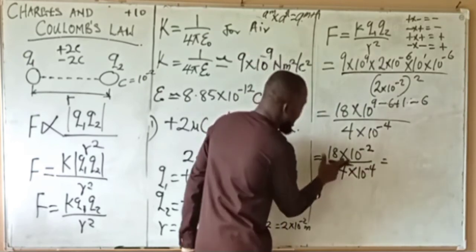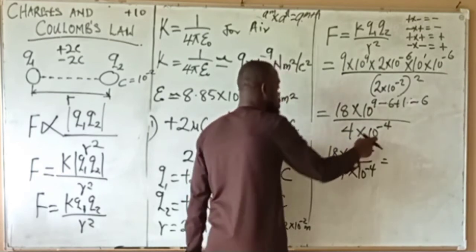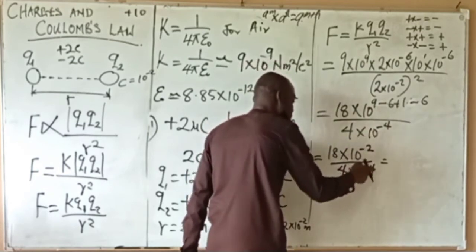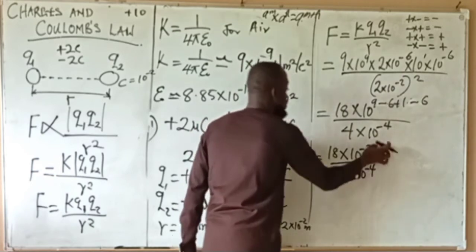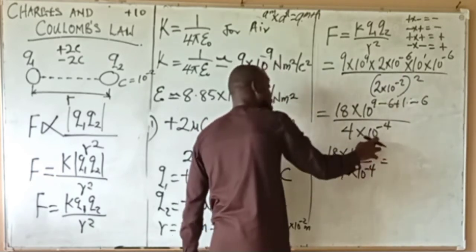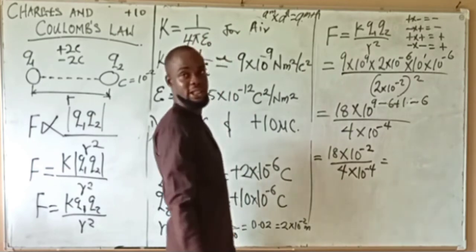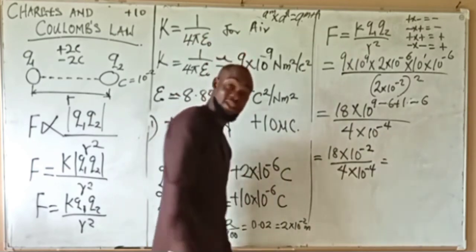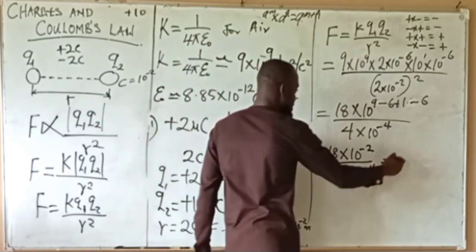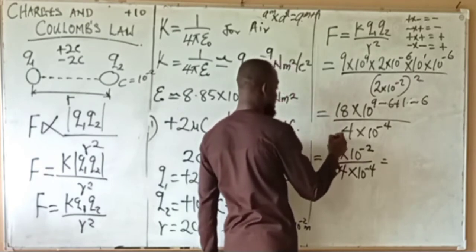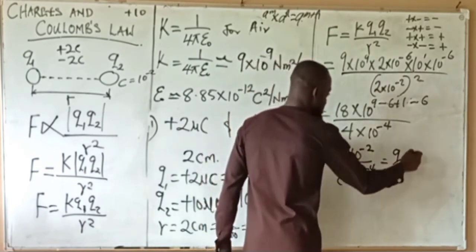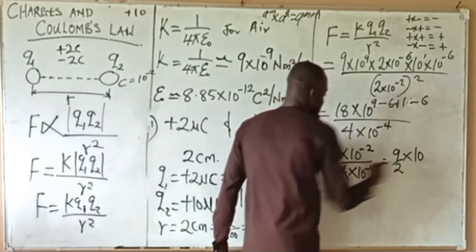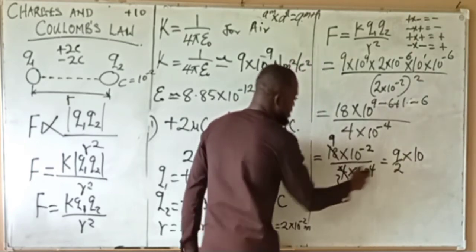So this will give us 10 raised to power minus 2 divided by 10 raised to power minus 4. I already told you guys that if this minus 4 moves up, the sign will change from negative to positive. Remember that? I told you guys that. So we're going to have 18 and 2 here, 9 over 2 times 10. Pick on the base, this 2 base.